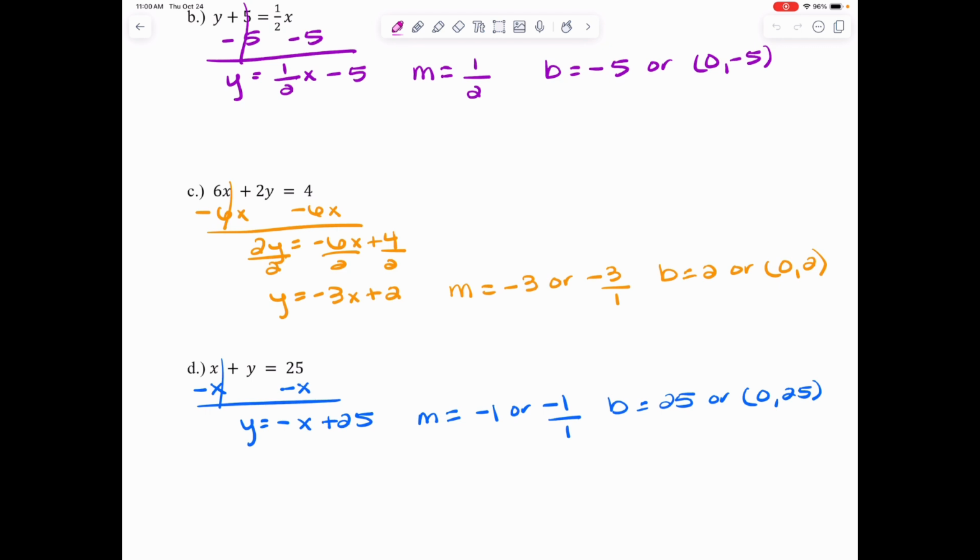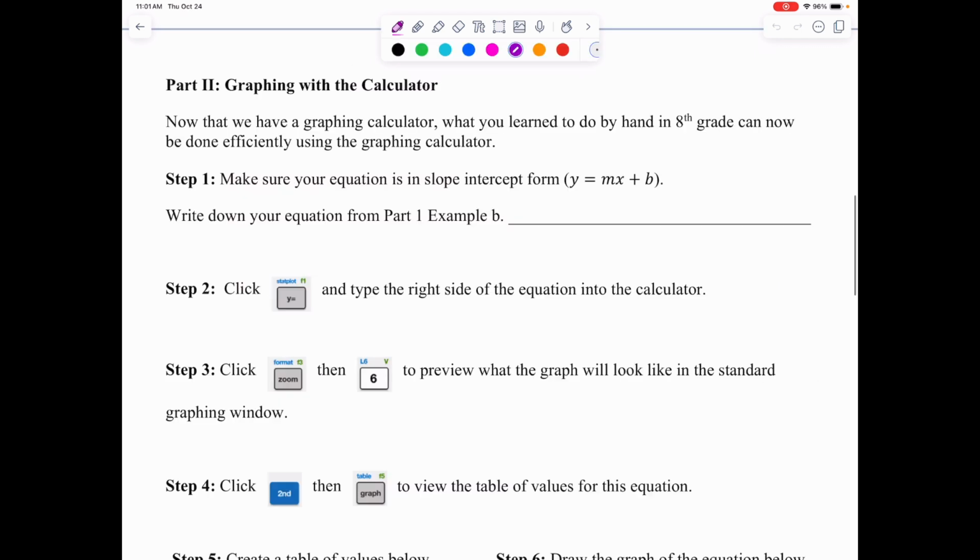And then in part D, x plus y equals 25. You should be subtracting x from both sides. Y is already alone to give you -x plus 25. So your slope, m equals -1 or -1 over 1. And your y-intercept, b equals 25, which means it starts at a coordinate of (0, 25). So now we will move on to part 2.